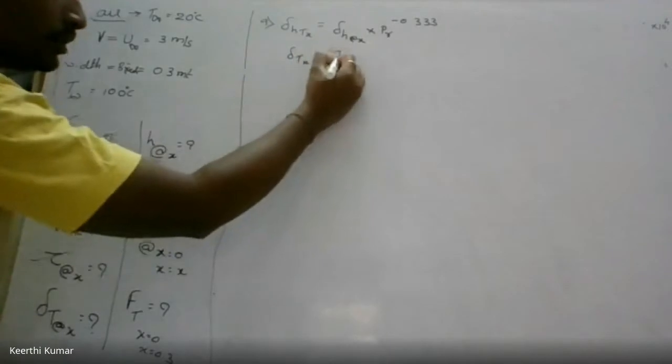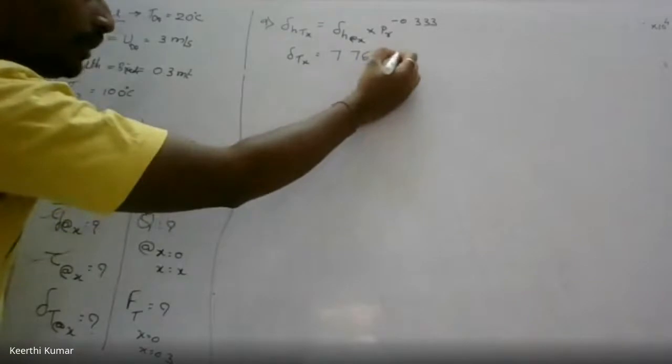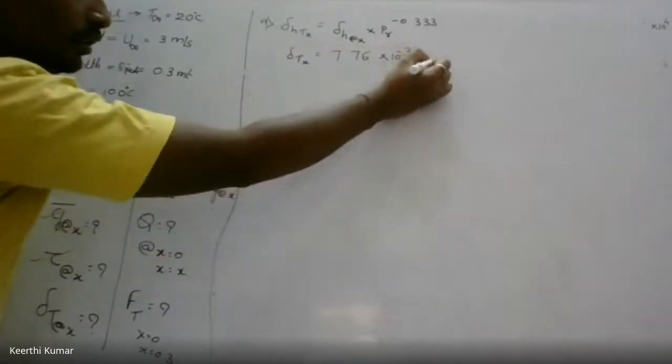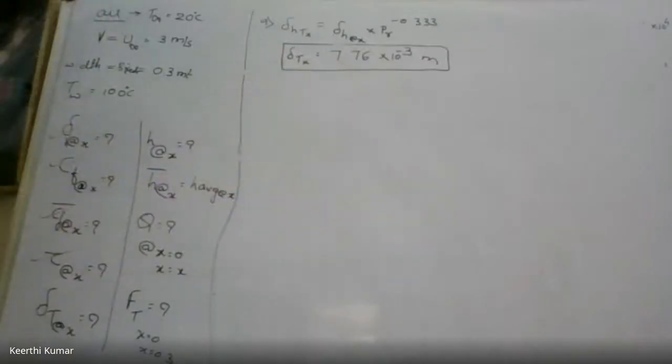So shall I read the answer directly? I got 7.76 into 10 to the power of minus 3. Since delta indicates the thickness, the unit will be meter. Thermal boundary layer is this. So this delta Tx is also finished. Like that, you go on finalizing one by one, you can easily finish the problem. Then we'll go for h at x.